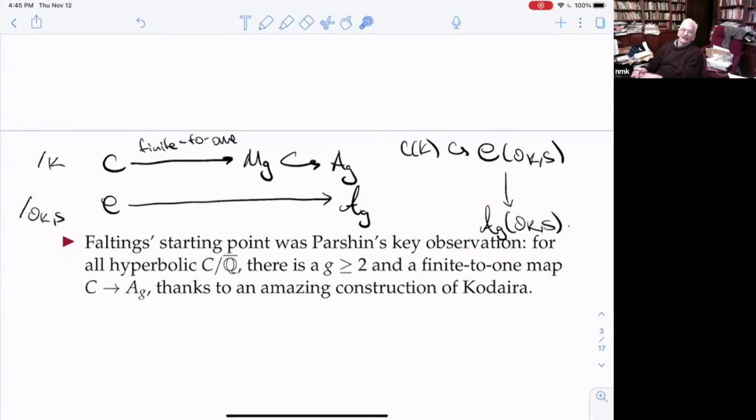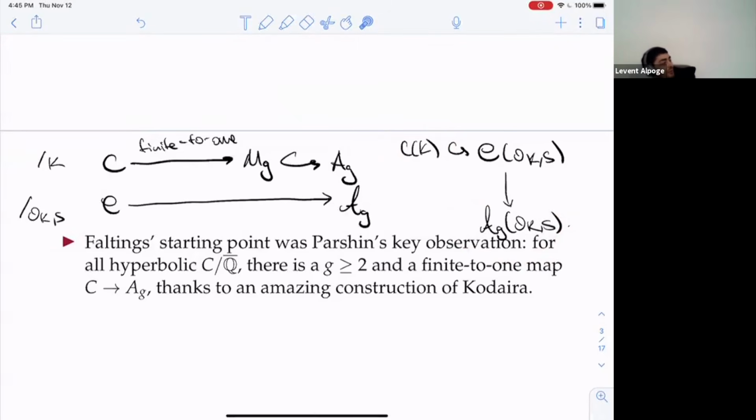Are you going to remind us what the Kodaira construction is? Oof. I don't want to, but I can probably try to remember.